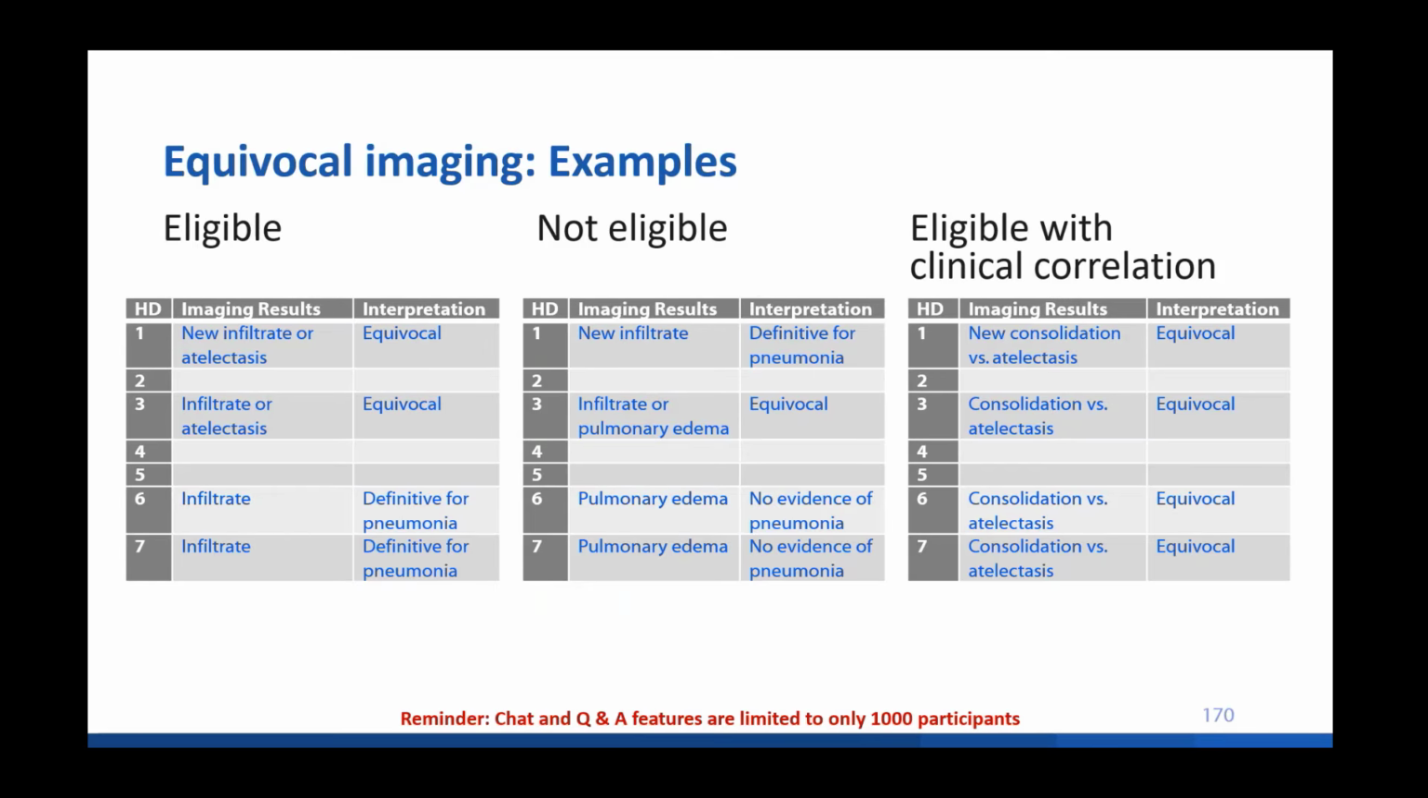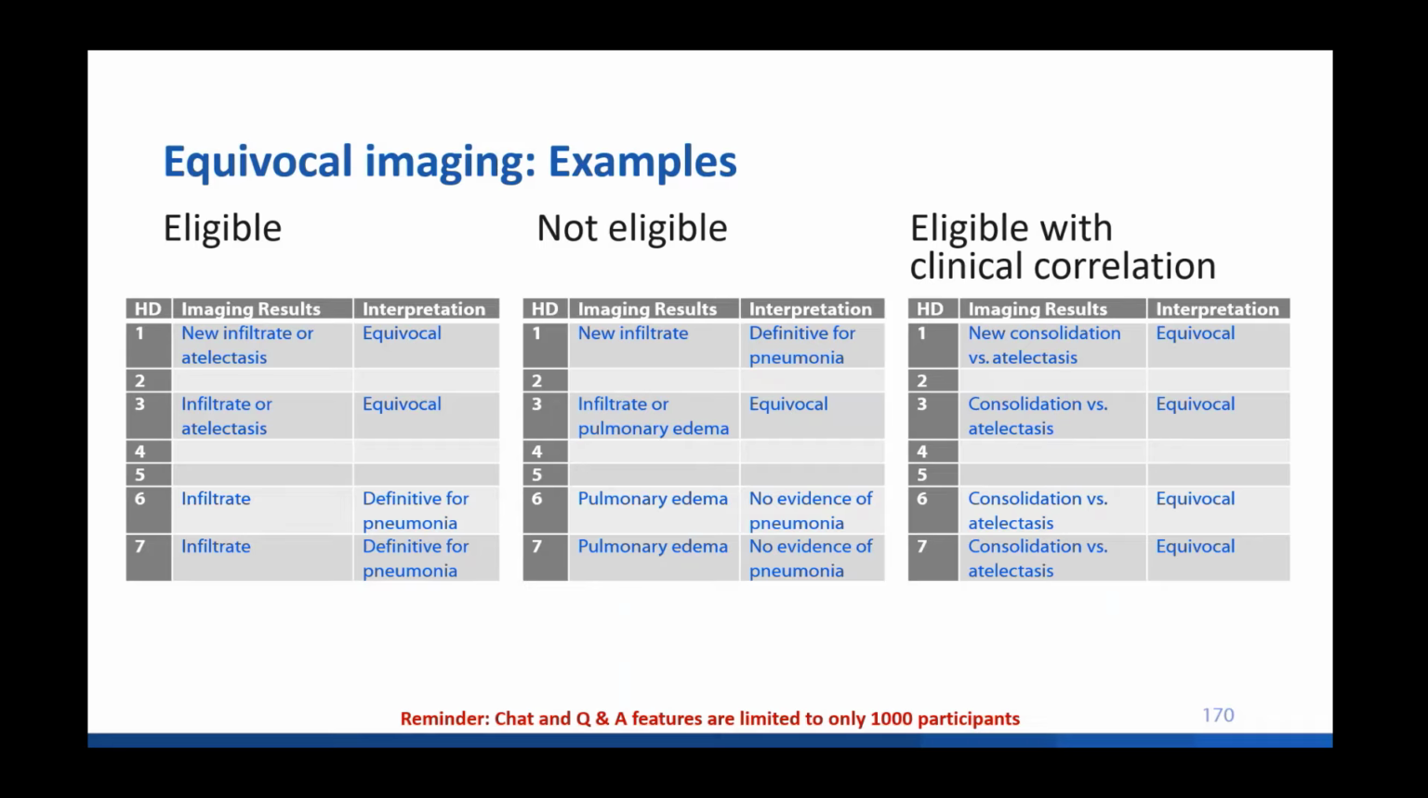In the first example, the day 1 and day 3 imaging tests demonstrate findings that are equivocal for pneumonia. Since additional imaging tests are available for review, you will first look to these imaging tests for clarification. And as with persistence, we recommend you review imaging tests for at least 7 days to clarify equivocal findings. In this example, the imaging tests on days 6 and 7 demonstrate definitive evidence of pneumonia, which clarifies the day 1 and day 3 equivocal imaging findings to be representative of pneumonia and therefore eligible for use in meeting the pneumonia imaging requirement.